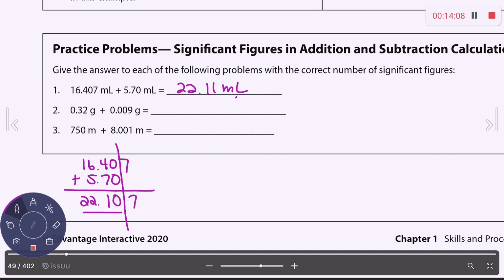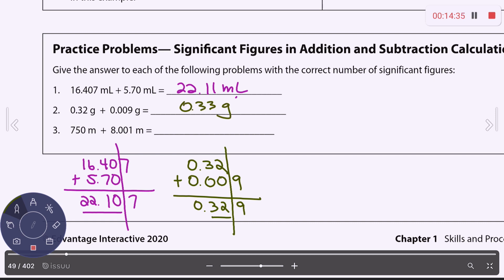Okay? Then for the next part, we've got 0.32 plus 0.009. Draw your line after the 0.32 since that has the fewest decimal places. This is going to be 0.329. And then you're going to underline the digits to the left of the line. And then since this is a 9, this 2 rounds up to a 3. So 0.33 grams.